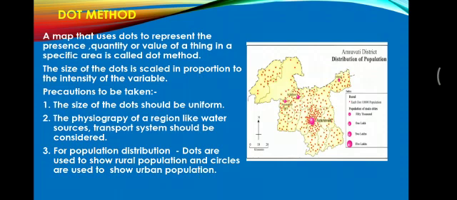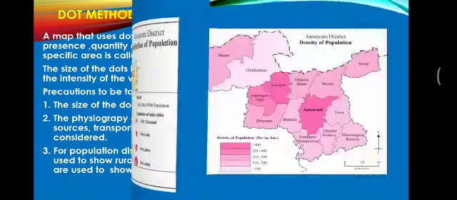Precautions to be taken while using this method are: the size of the dots should be uniform, the physiography of a region like water sources and transport system should be considered, and for population distribution, dots are used to show rural population and circles are used to show urban population.